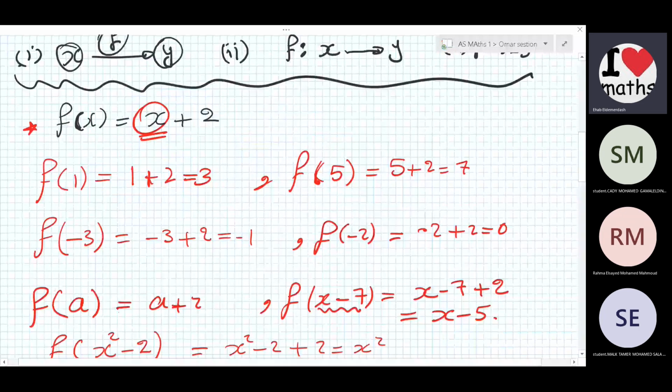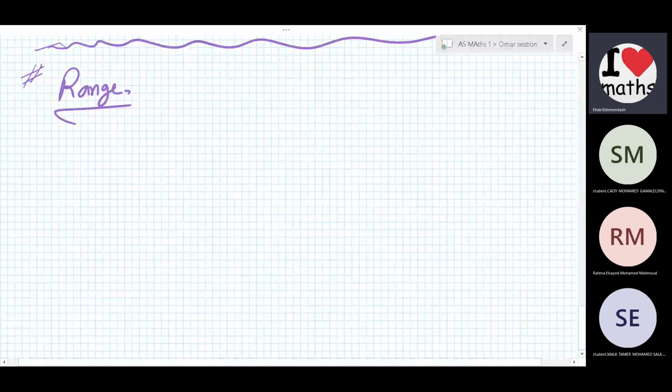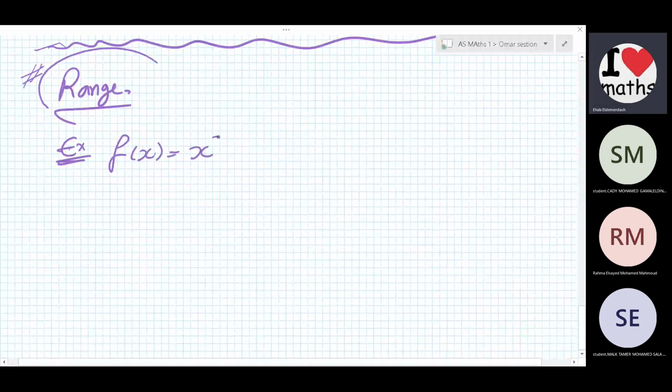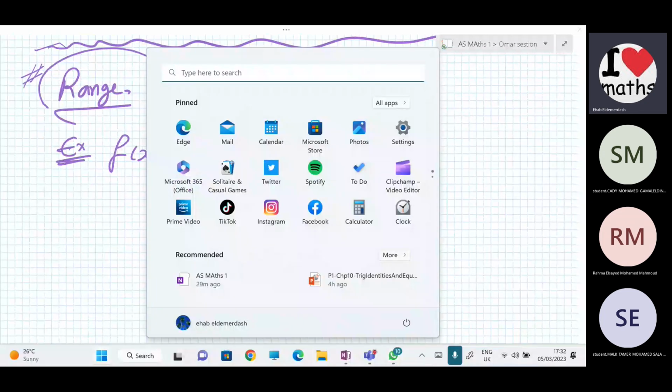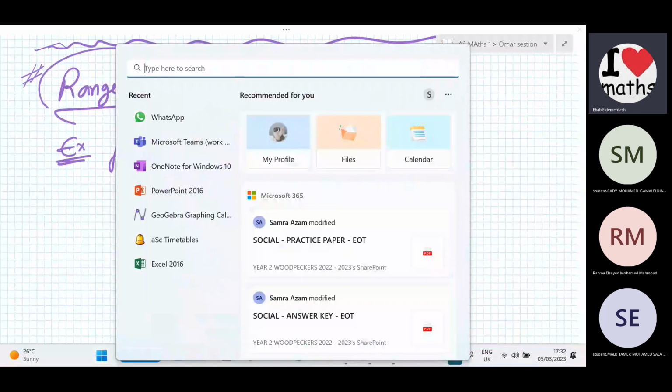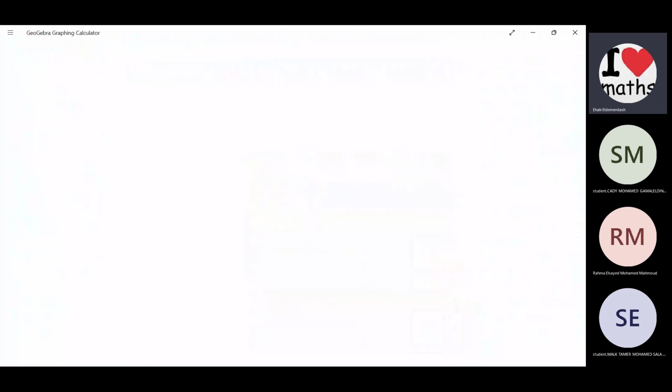Are you with me? Okay, for example, let's go through something to be able to understand what the range is. Let's say I have an example: f of x is equal to x squared plus 3, or plus 1. Let me try to draw this function using a program that is able to draw the function for me.